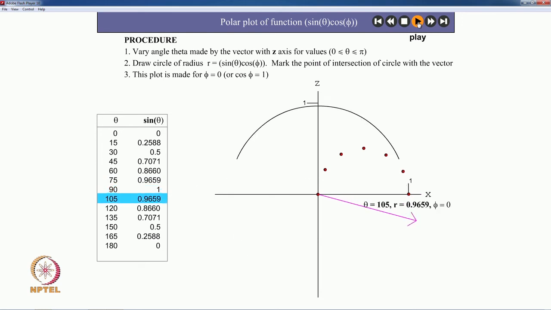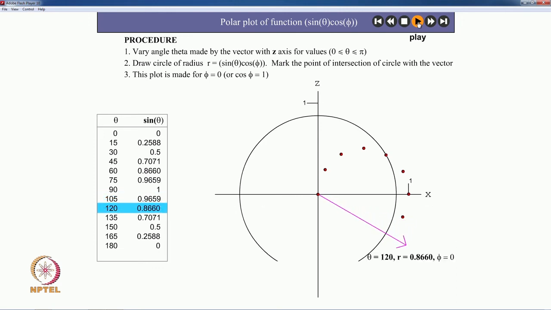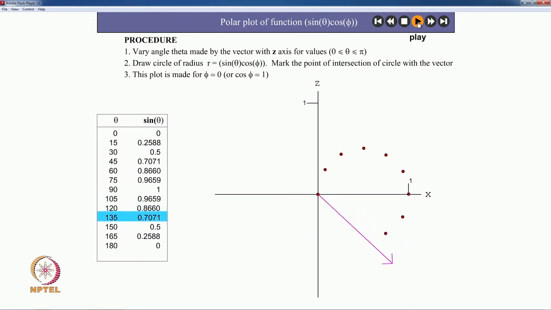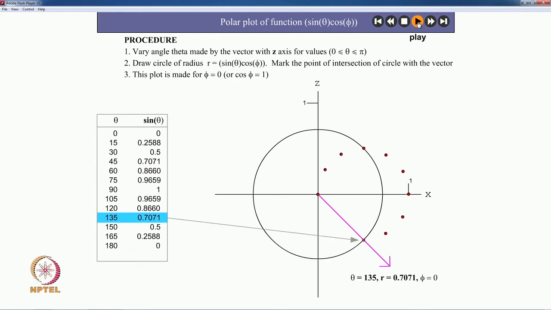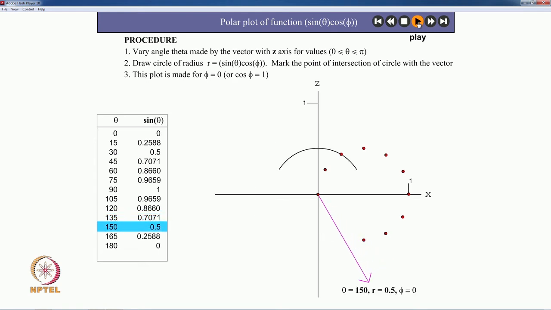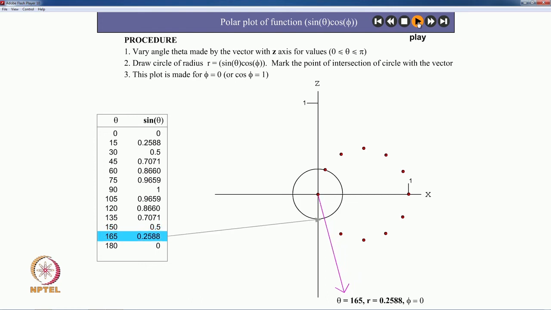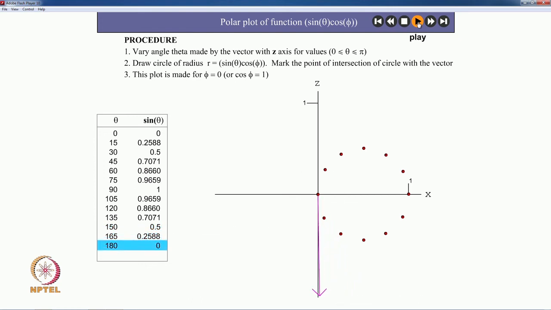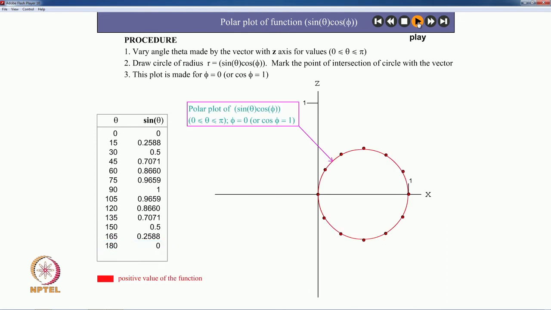Again, I remind you, the value of sin theta is plotted along that theta direction by marking the point, and the table gives you what the value is for a few of the thetas. So, that is sin theta in one direction with cos phi equal to 1, that is along the x axis.